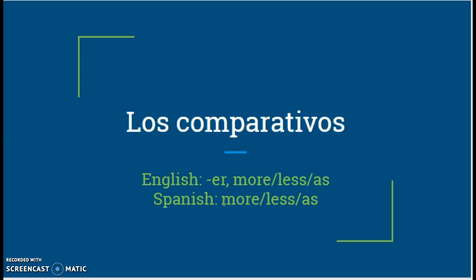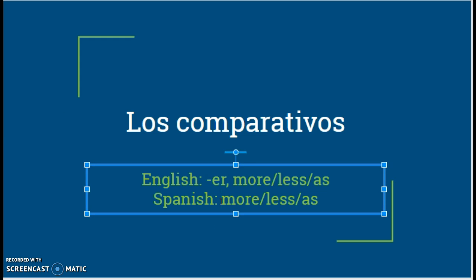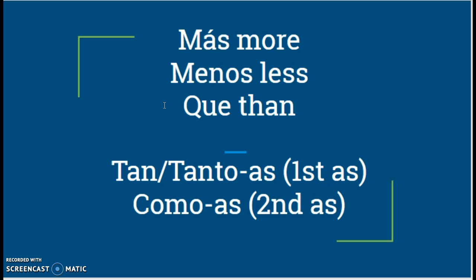Notice in Spanish, they do not have the ER ending like we do in English for comparisons. So I did not list that in the ER ending in Spanish in our title slide. So you'll always be saying more or less in these cases. So the más que, menos que are going to be called unequal comparisons because you're trying to say someone is more or less than someone else. Whereas here, tan, como, and tanto como are going to be equal comparisons, like we're saying two things are equal, like apples are as nutritious as oranges, for instance.